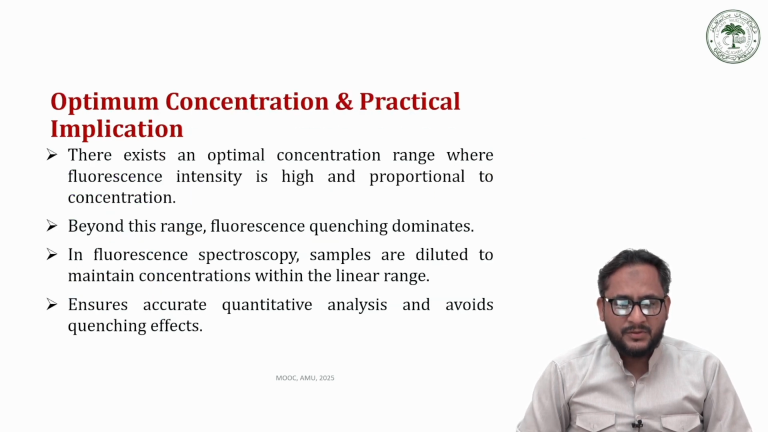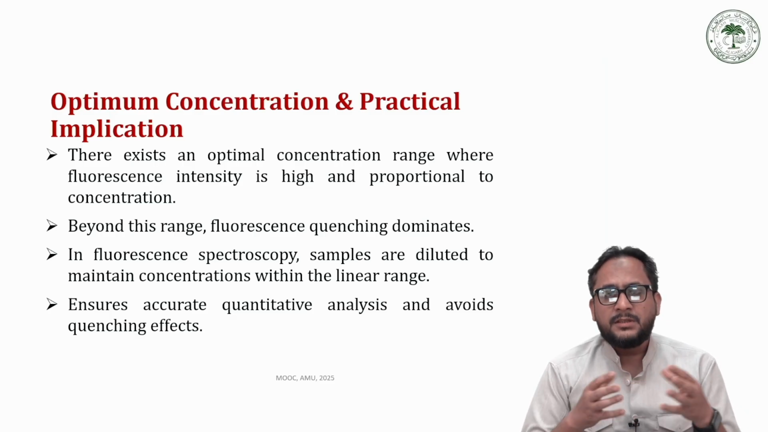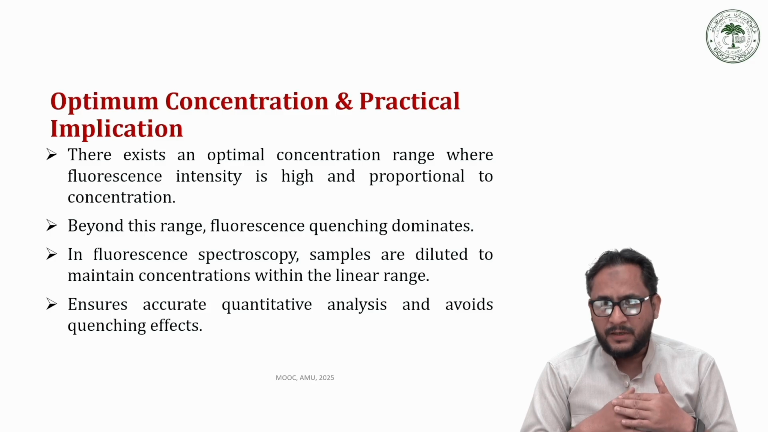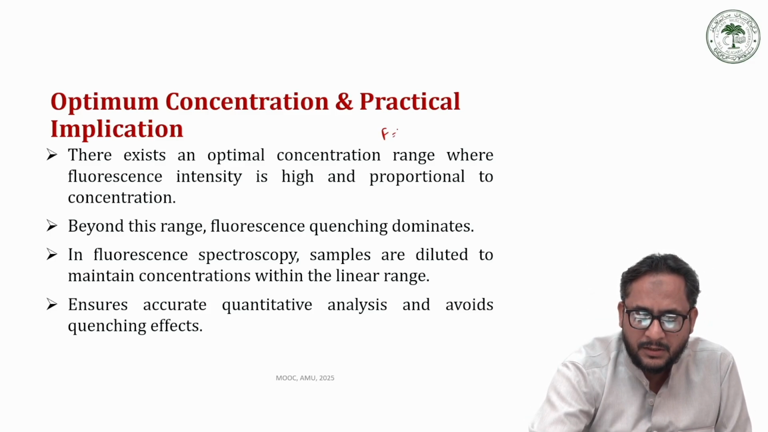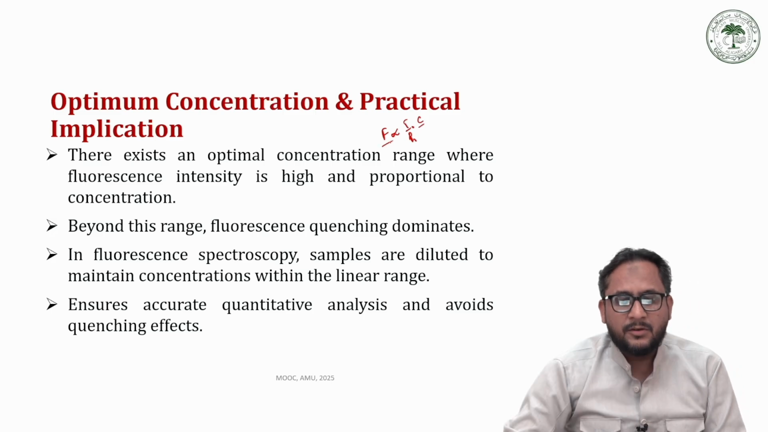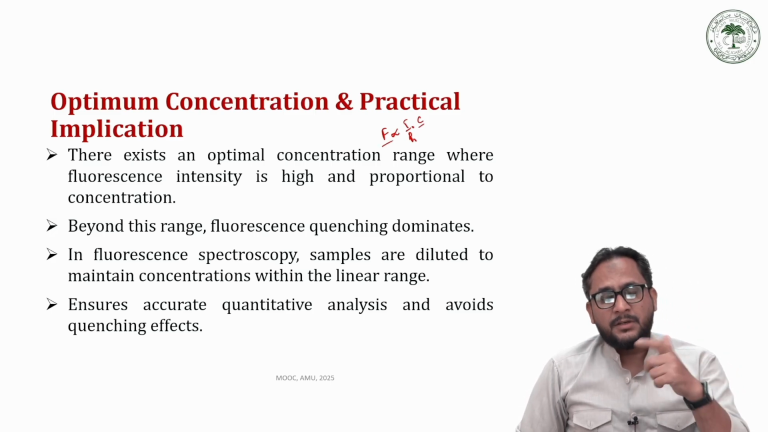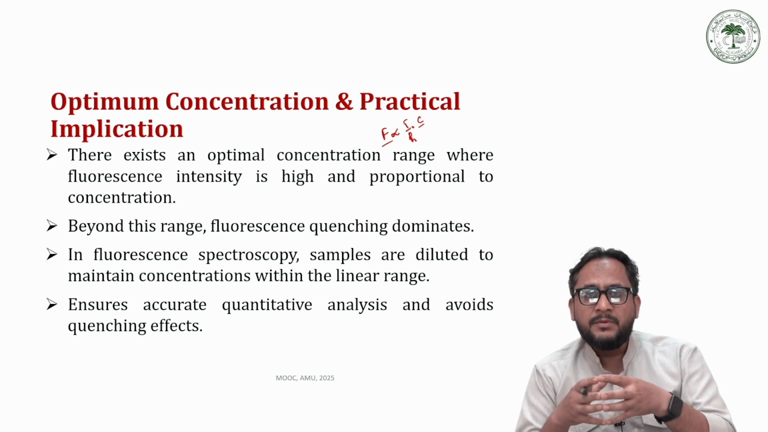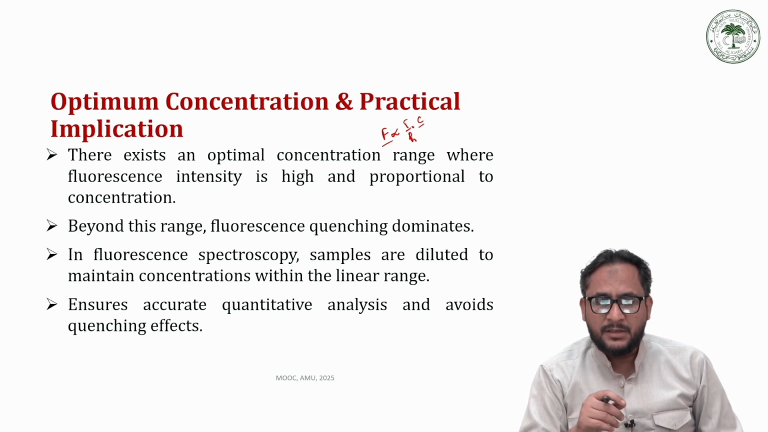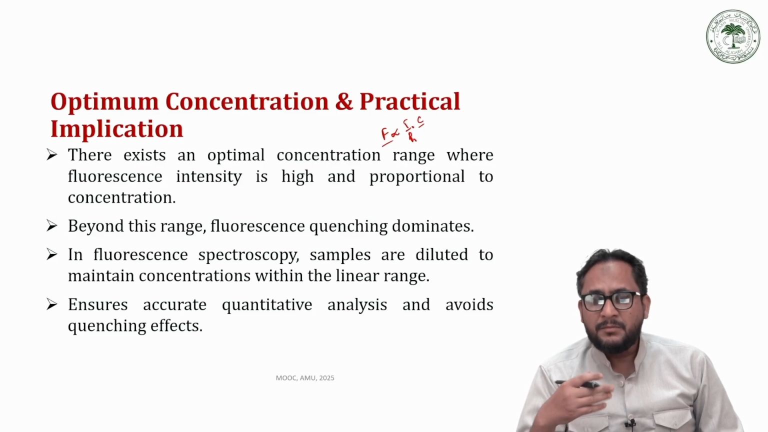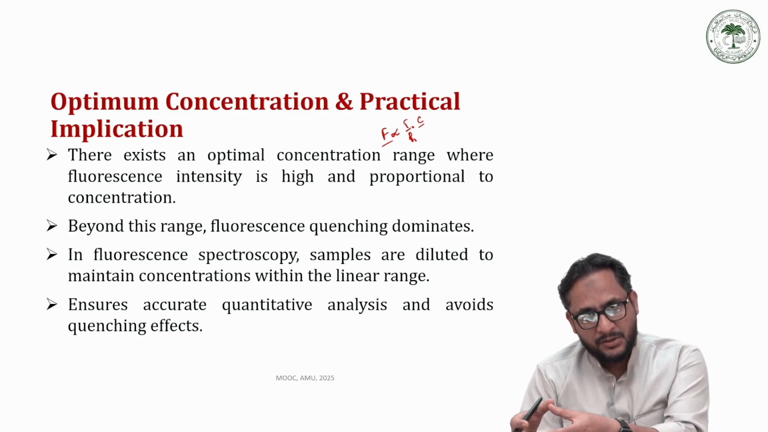Now, the optimum concentration and practical implication. If the concentration is very low, of course there will be a very low number of molecules, because the formula that I have shown you earlier shows that F is proportional to the intensity of light I naught, or maybe P naught, and it is also proportional to C. Means if the concentration is very low, intensity will be low, but on the other hand, if the concentration is high, there will be collisions causing self-quenching, or absorption of light by the same molecule, the inner filter effect, or by other molecules of the sample, means reabsorption, that also decreases the intensity of fluorescence light.